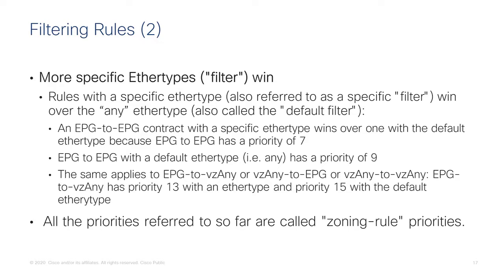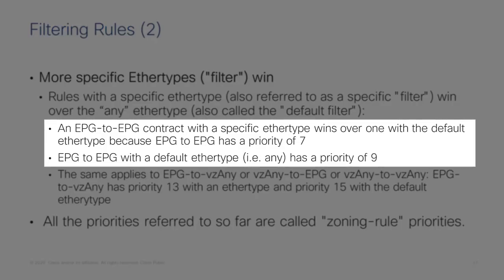So you remember that for EPG to EPG, I was telling you that the contract could have priority 7 or priority 9, and then remember that for the vzAny to vzAny, I was telling you the priority could be 17, but it could also be 21, okay? The difference is that if you have an EPG to EPG with a fully specified ether type, it gets priority of 7. If instead the ether type is any, the catch-all, the EPG to EPG rule becomes priority 9.